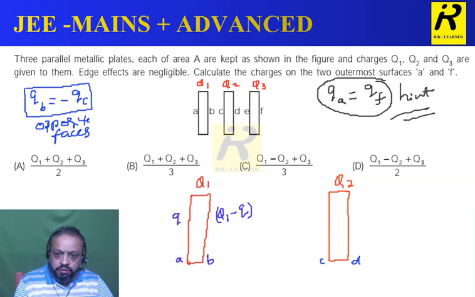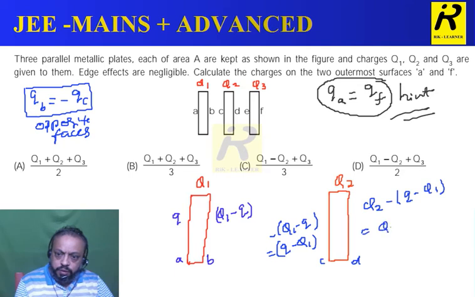Then what do you expect on this side? This side must be minus of Q1 minus Q, which equals Q minus Q1. Then what charge should exist on the other side? The total charge must be Q2, so that means Q2 minus (Q minus Q1), which equals Q1 plus Q2 minus Q. This is the amount of charge existing on side D. So we got the charge on this side.